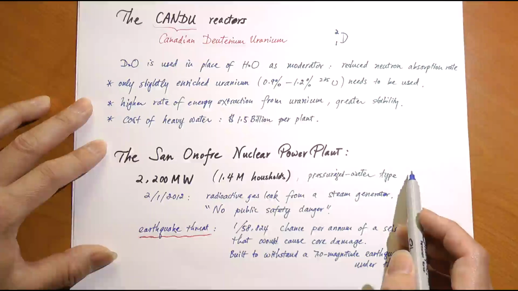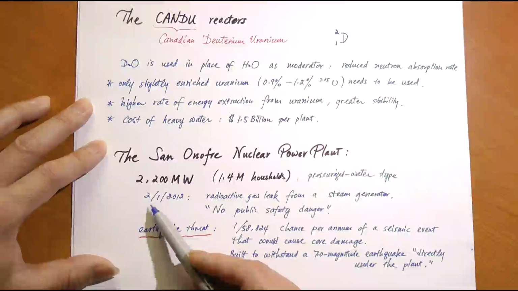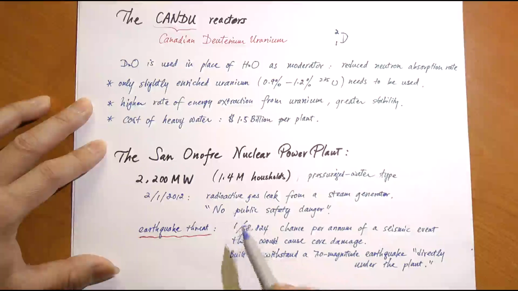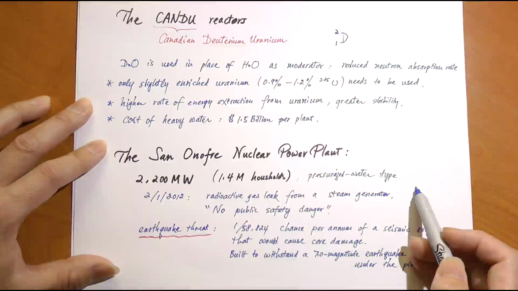Okay, is it safe? Well, authorities say it is. But there have been some incidents, one as recent as February the 1st, 2012. There was a radioactive gas leak from a steam generator. But authorities say that the leak of radioactivity into the atmosphere is negligibly small. It will pose no danger to public safety.